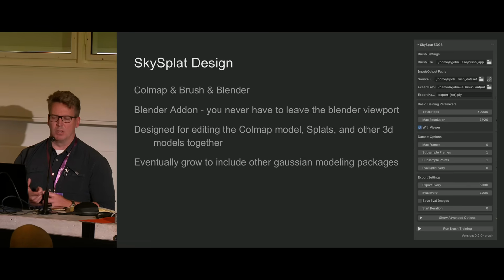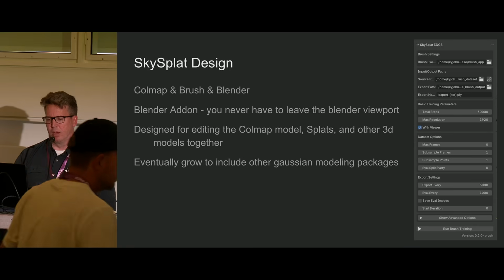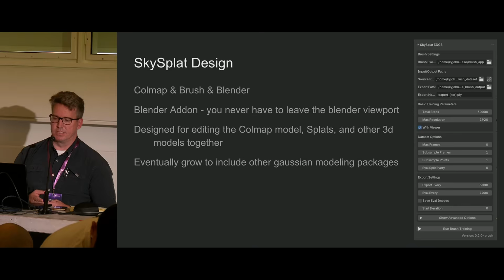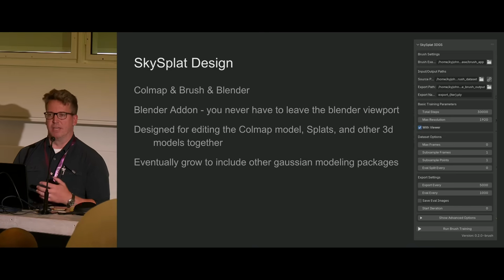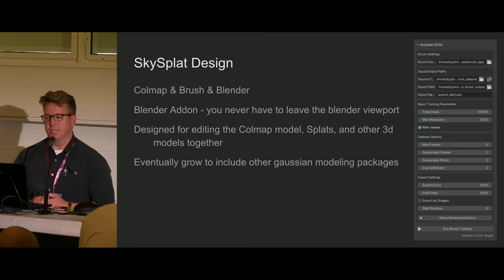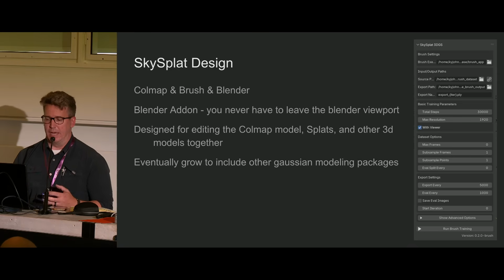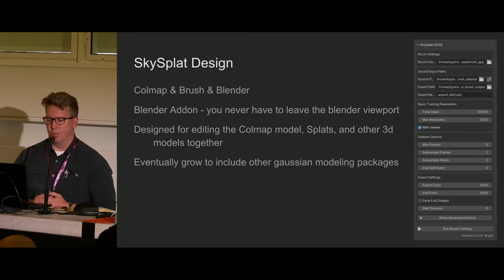So COLMAP, I'll talk a little bit more about what that is. It's a structure-from-motion application, been around quite a while. I talked about Brush. I'll go into more detail on that. That's actually doing the moving of the Gaussians around to match your images. And then, of course, Blender. This workflow would not be possible without all three of those open source contributions. It was designed as a Blender add-on, so you never have to leave the viewport.